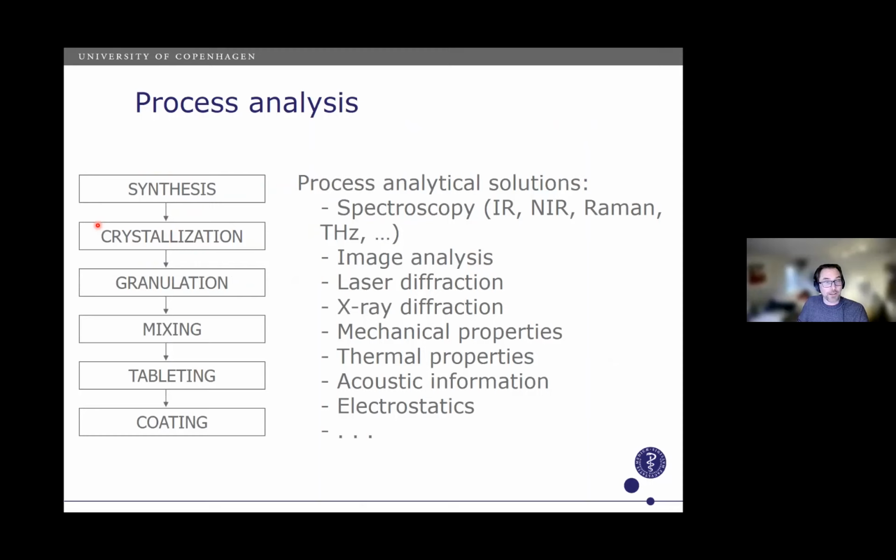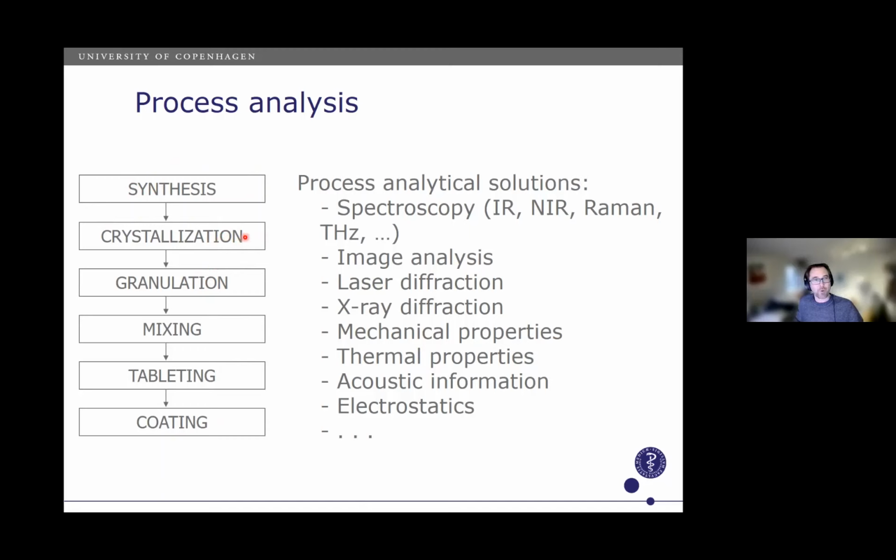And here I have collected a few examples of process analysis. This example is related to small molecule product development. So we start with a synthesis of an API, and we recrystallize that, and then we might need granulation and mixing processes before proceeding to tabletting and finally to coating of the tablets. This is a complex series of processing steps, and if something starts going wrong in the crystallization process, it might escalate in later processing steps.